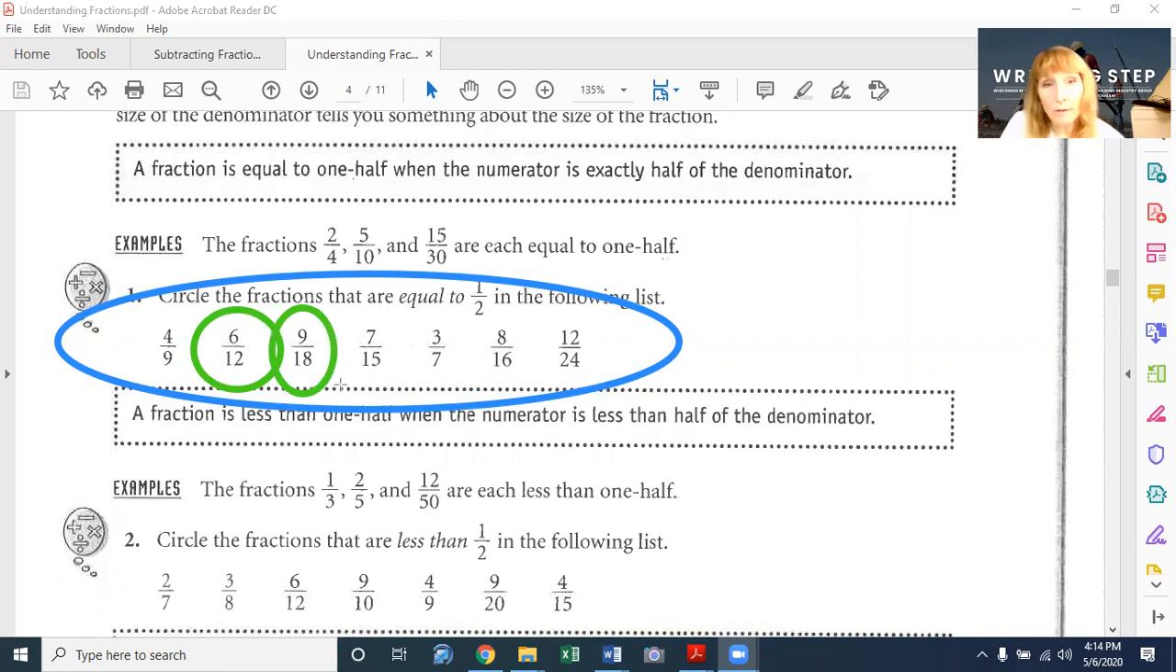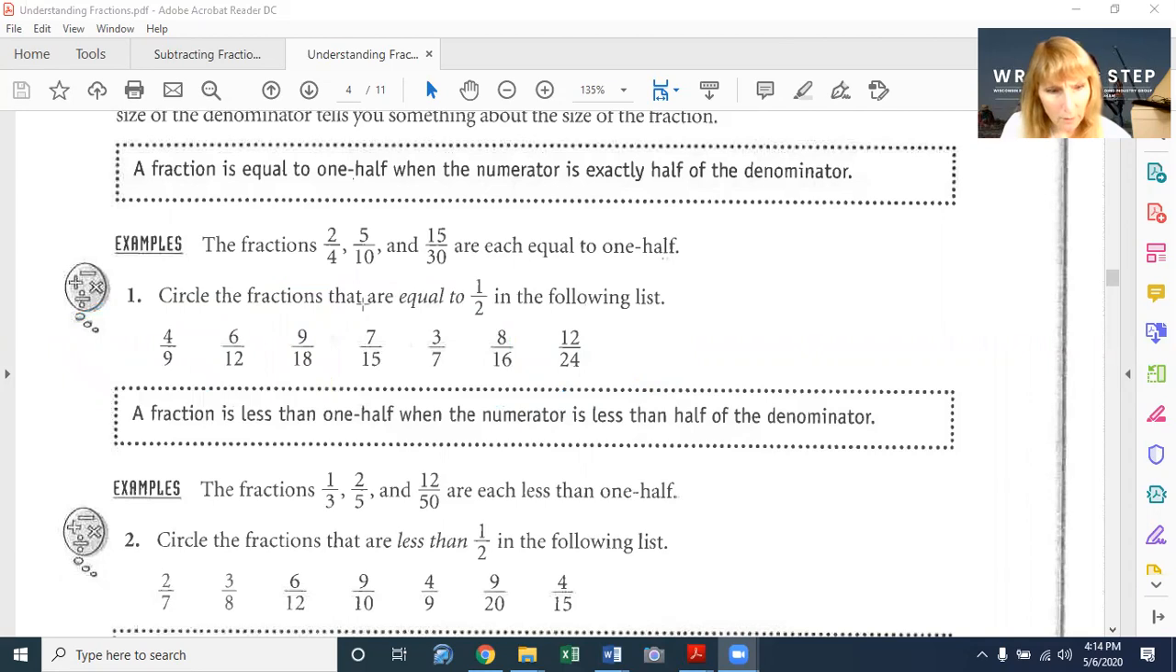What about 7/15? What's half of 15? 7.5, right? So 7 is a little under that, so that's not equal to half. What about 3/7? No. What about 8/16? Yeah. And the last one, 12/24. That's exactly half, right? 12 is half of 24. So there we go. That's example 1. Let's clear these. Let's go on to number 2 here.